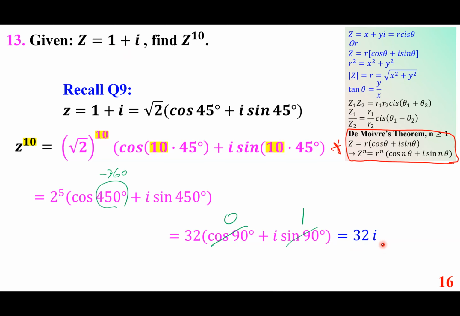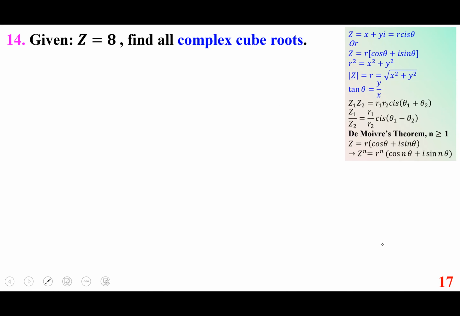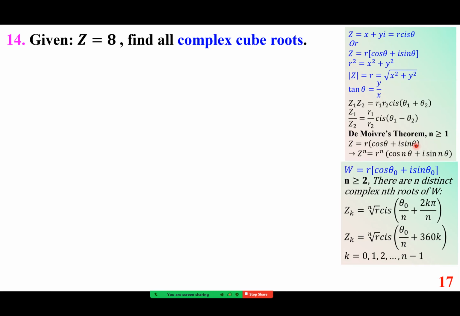Let's look at the next example. z is given as 8. We want to find all complex cube roots. These are the things we have seen. Let's discuss the cube roots in the case of a polar format.